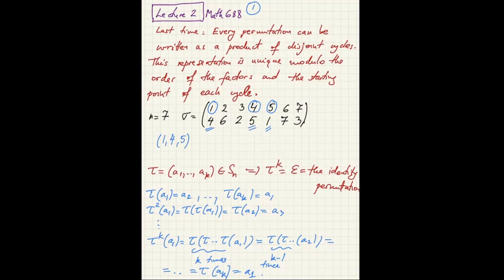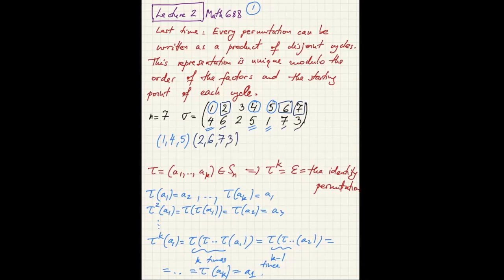So we can move now to the first element that is not fixed by the remaining part of the permutation, and that would be the element 2. And we proceed in a similar fashion. 2 gets mapped to 6. And then we look where 6 is. 6 gets mapped to 7. 7 gets mapped to 3. And 3 gets mapped to 2.